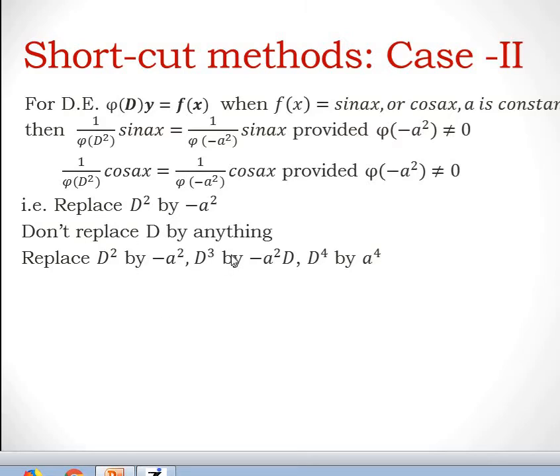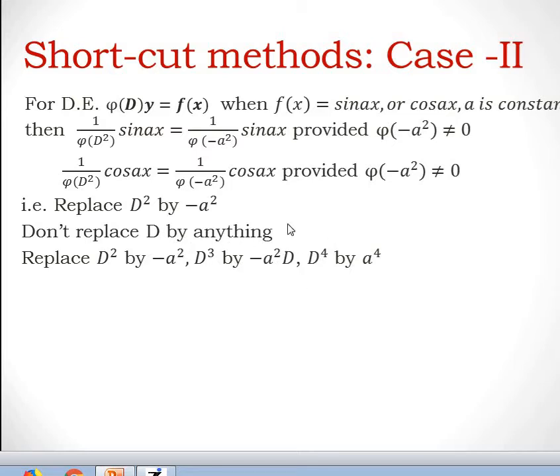If the term is D cube, then we have to convert D cube as D square into D. So we convert D cube as D square into D and put the value of D square, that is minus a square, and D as it is. So if there is the term D cube, we write this D cube as minus a square into D.